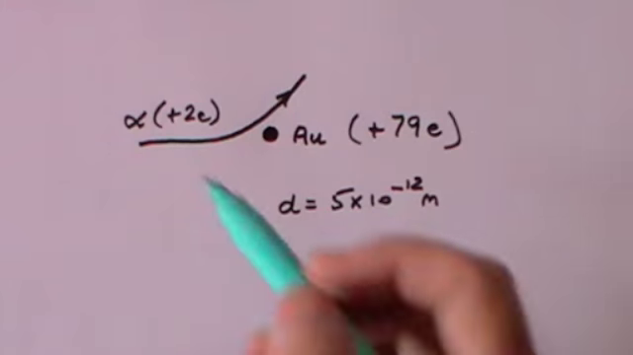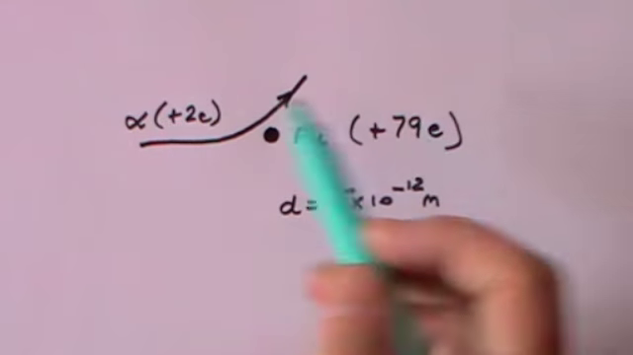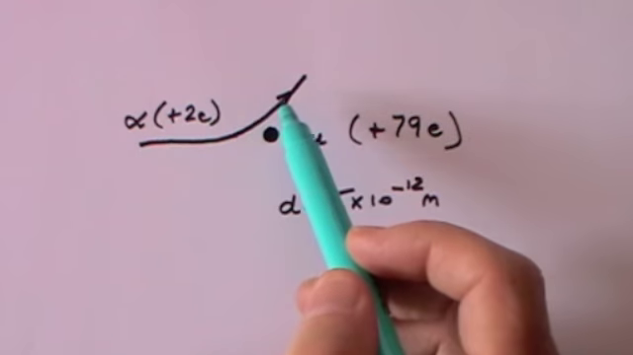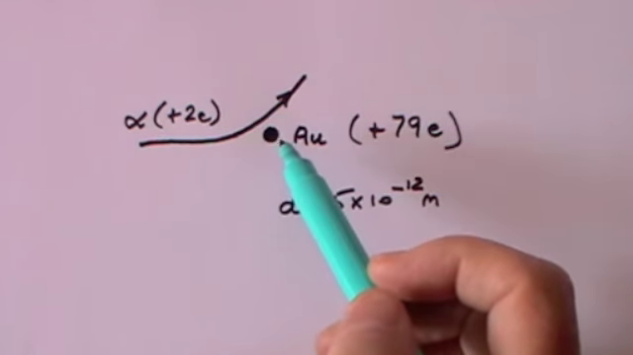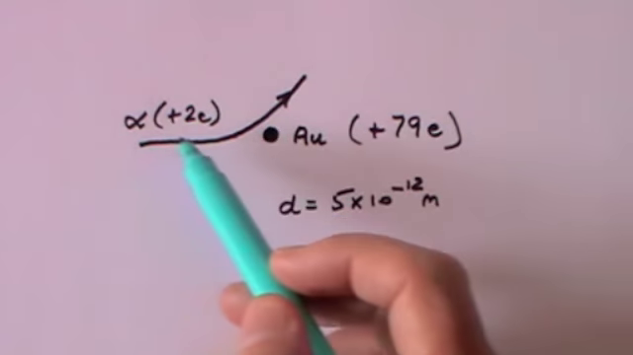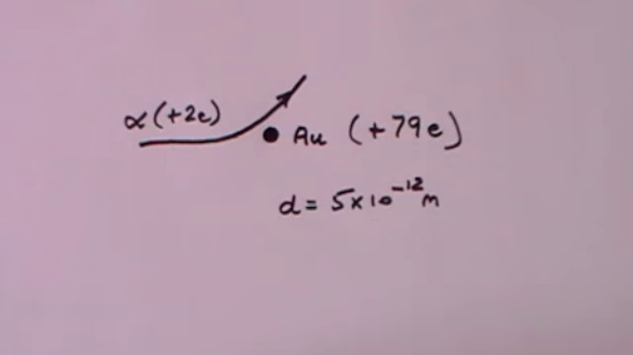Well, we can do the direction straight away. These are two like charges, and like charges repel. So the force between the two is going to be a repulsive force. They're going to push one another apart. In fact, the gold atom won't move very much at all. It's the alpha particle that is going to be deflected and pushed away. So the force is a repulsive force, but now we need to find its magnitude.